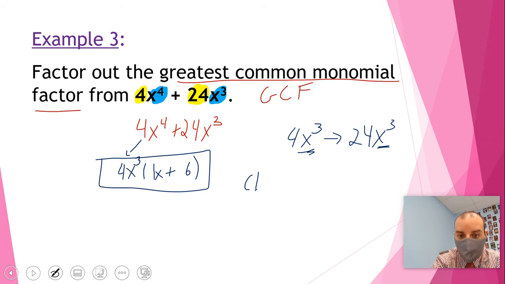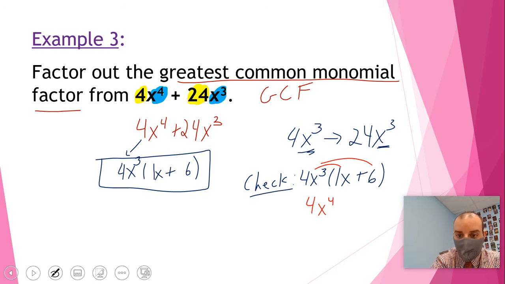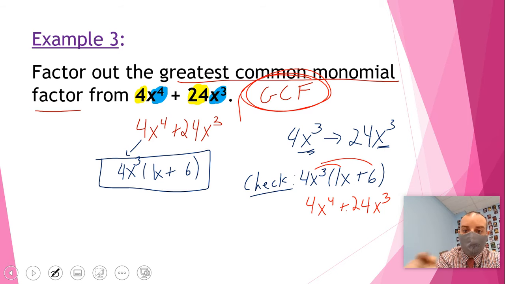And you can check to make sure that you did it right by distributing back. 4x cubed times (x plus 6). If we distribute this back, 4x cubed times 1x is just 4x to the 4th. And 4x cubed times 6 is 24x cubed, which is what we got as our original problem. So you're looking for the greatest common factor when you have to factor out the greatest common monomial here.